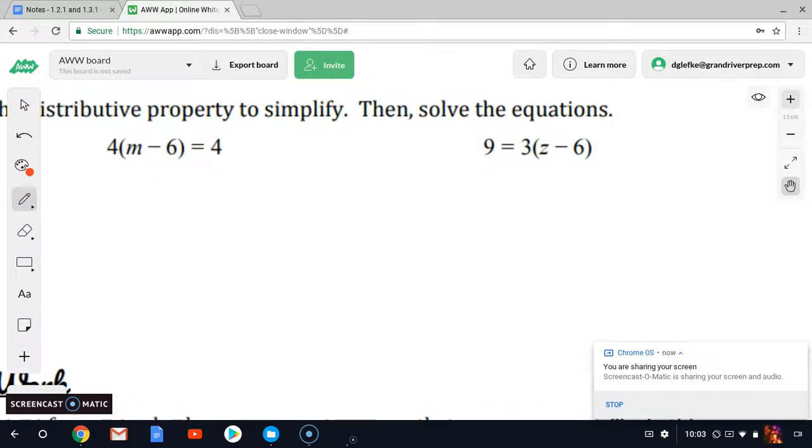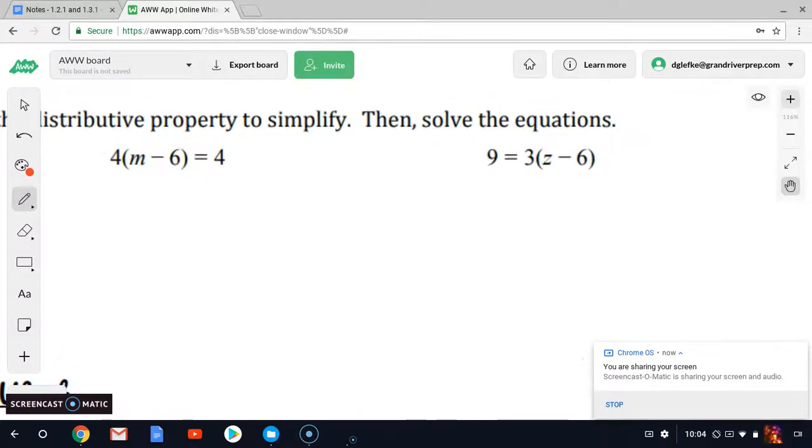So we have 9 equals 3, and then parentheses, z minus 6. So that 3 has to get multiplied by everything inside our parentheses. Okay, so everything in there. So I'm going to start by distributing this 3 to the z. That's the first thing. So 3 times z is 3z. And then I multiply the 3 by the negative 6. 3 times negative 6 is negative 18. So we're going to put minus 18.